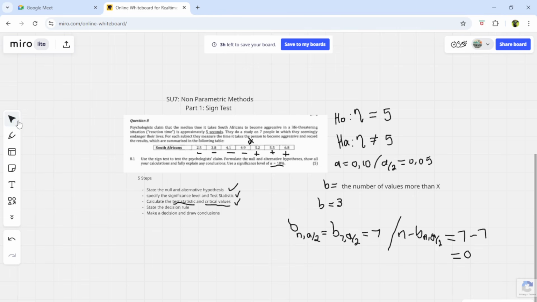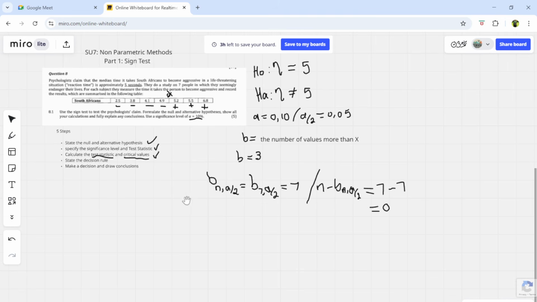Let me just move this a little bit here. These are our critical values. So we got the test statistic and the critical values. Now after this, you're going to state the decision rule. There are 3 types of decision rules.